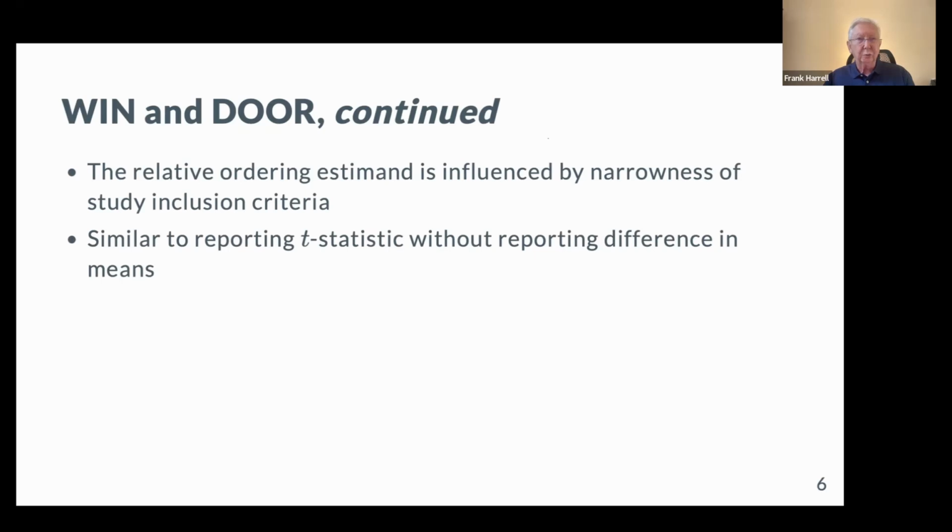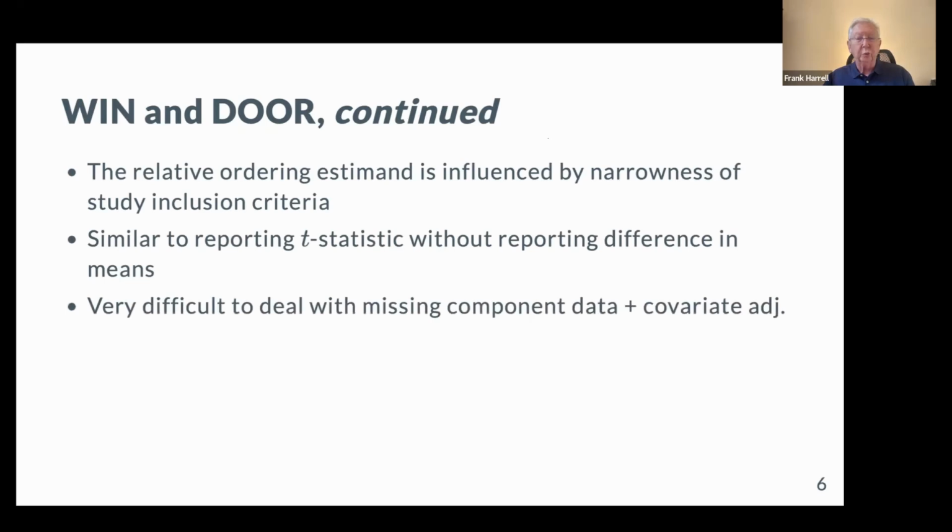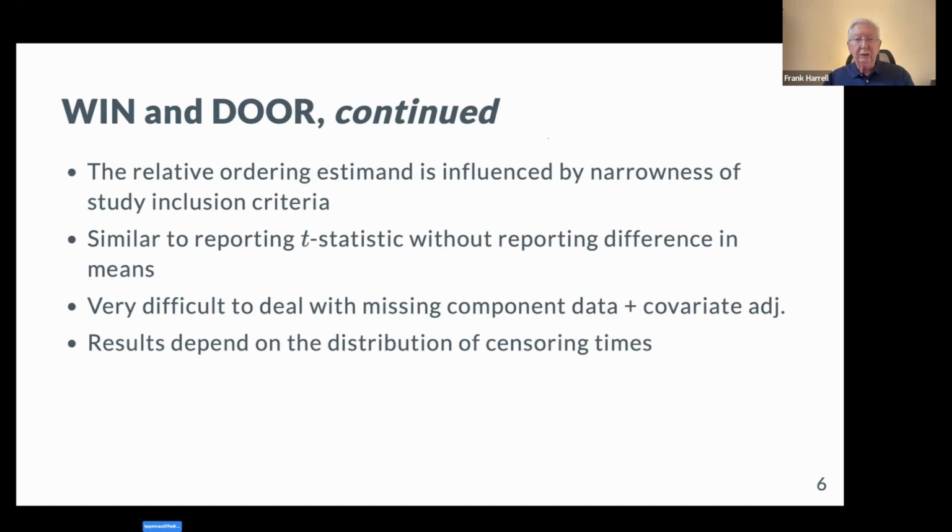And this is sort of like reporting a t-statistic when comparing two means in a clinical report without actually giving the difference in means. We don't really want to look at a treatment difference in standard deviation units. We want to look at a treatment difference on the real scale, like blood pressure. And then it's very, very difficult with these measures to deal with missing component data, and very difficult to do meaningful covariate adjustment. If you have censored data, because part of what you're doing is time to event, these methods are functions of the censoring distribution.